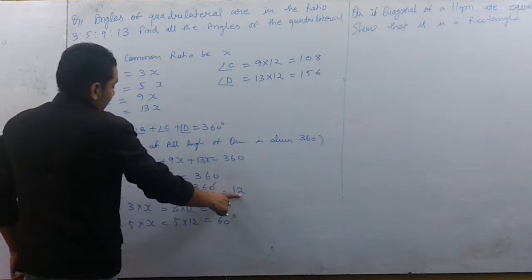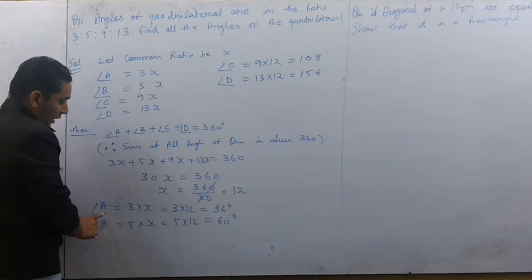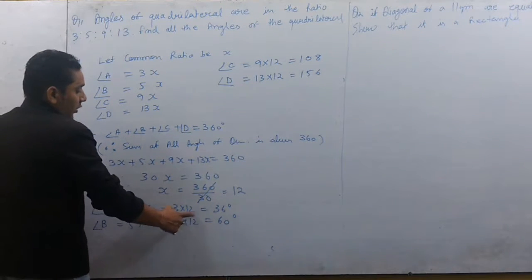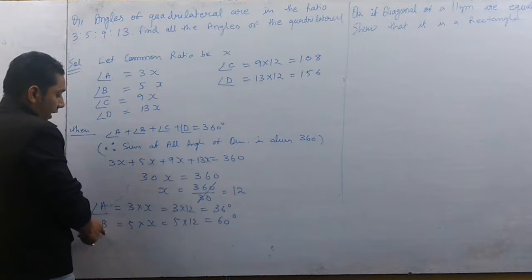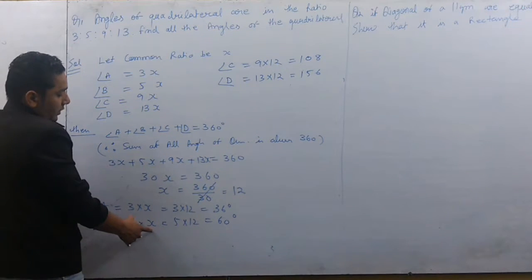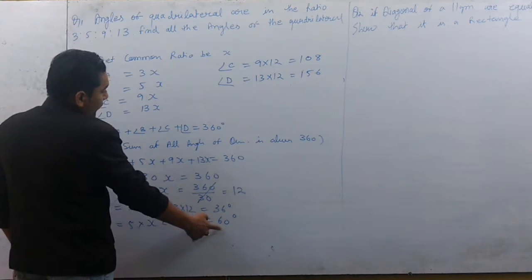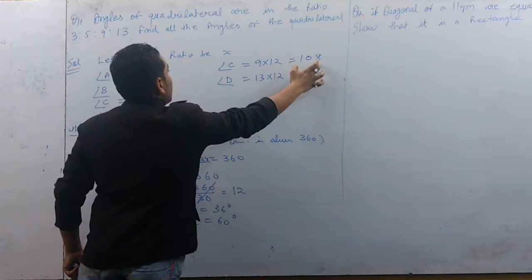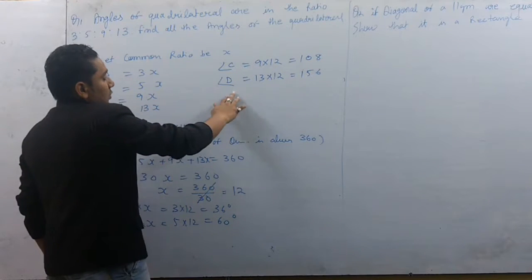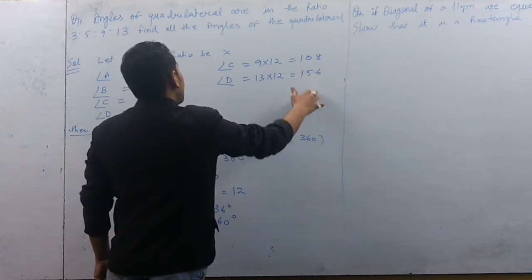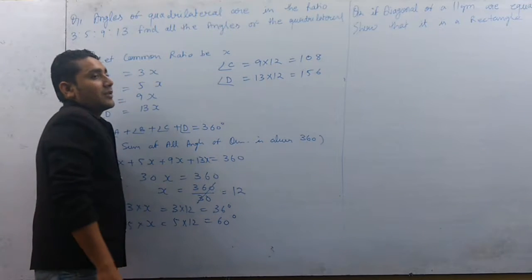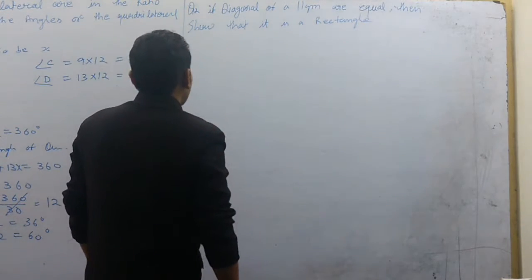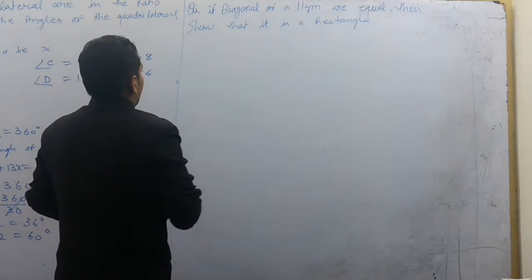Then x becomes 12. Then according to the question, angle A is equal to 3 into x, means 3 into 12 is equal to 36. Angle B is equal to 5 into 12, which is equal to 60. Angle C is equal to 9 into 12, which becomes 108, and angle D is equal to 13 into 12, which becomes 156.